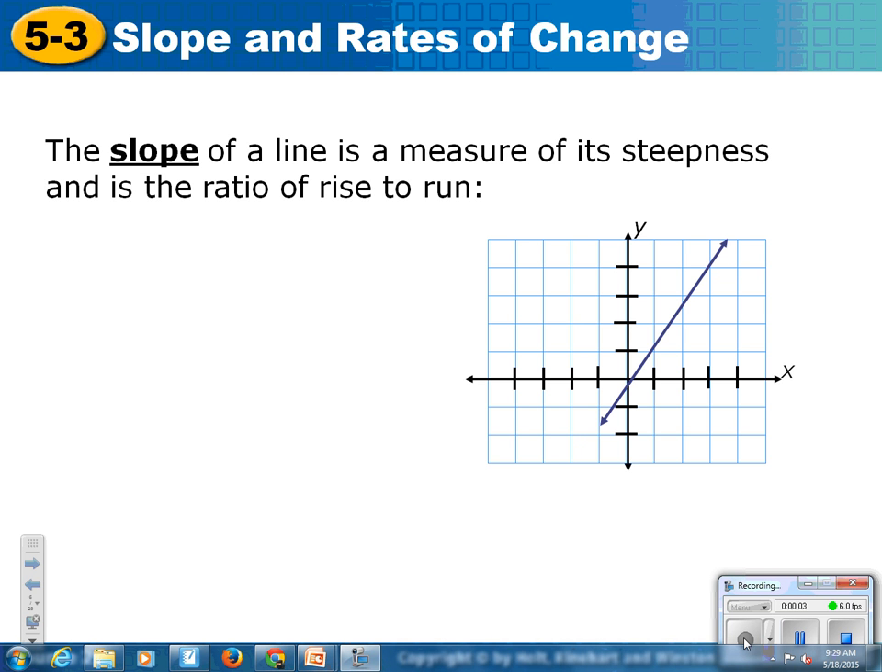Okay, today is slope. Slope of a line. Now, we've been graphing these lines. You guys know how to make these lines. Well, now we're going to talk about slope and how it works. Slope is either positive or negative.